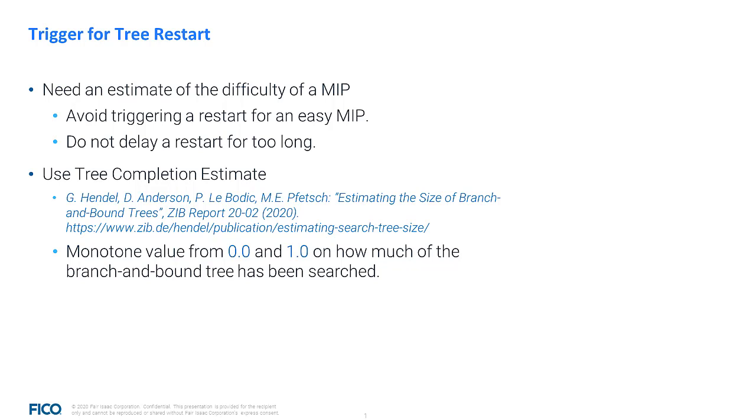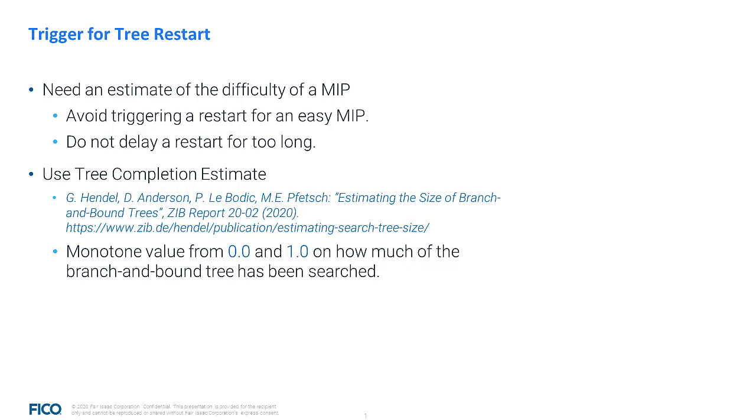In this release, we have introduced a tree completion estimate, which approximates what we need to know for our restarting exercise. How much of the complete tree have we explored so far? More precisely, the amount of tree search completed is represented by a monotonously increasing value between 0 and 1. You can understand this as an estimated percentage of search completion. It is 0 in the beginning and 1 when the search is complete.